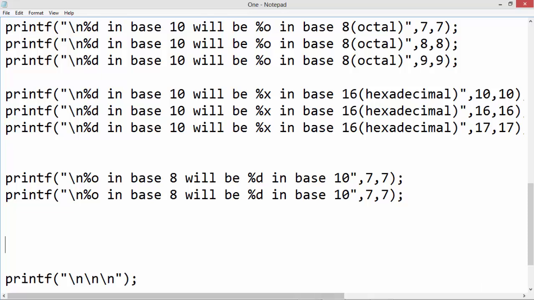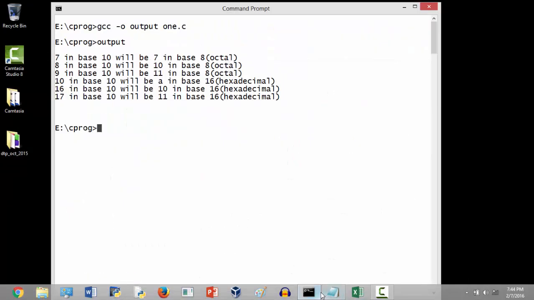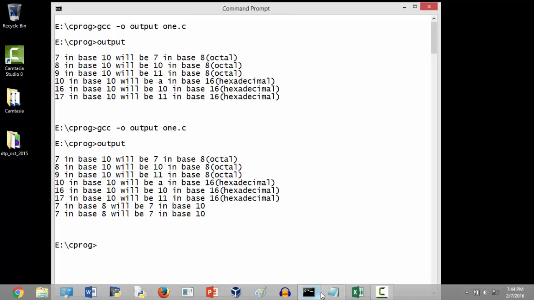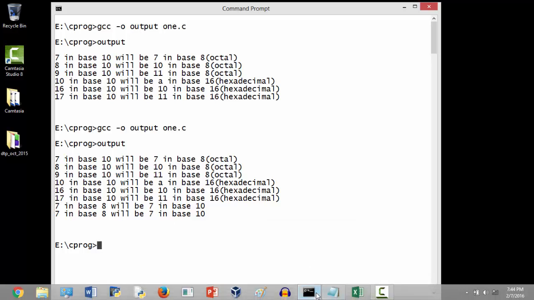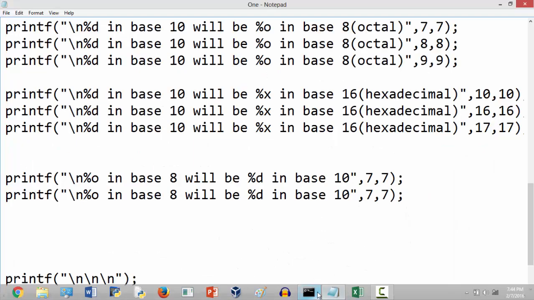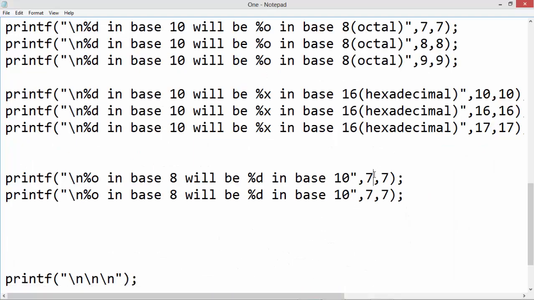We have already understood the first one. So what does it say? 7 in base 8 will be 7 in base 10. Any problem there? There is no problem there. Now for example, I will say 8. 8 in base 8 will be what in base 10? So I will make this 8 and make this 9.